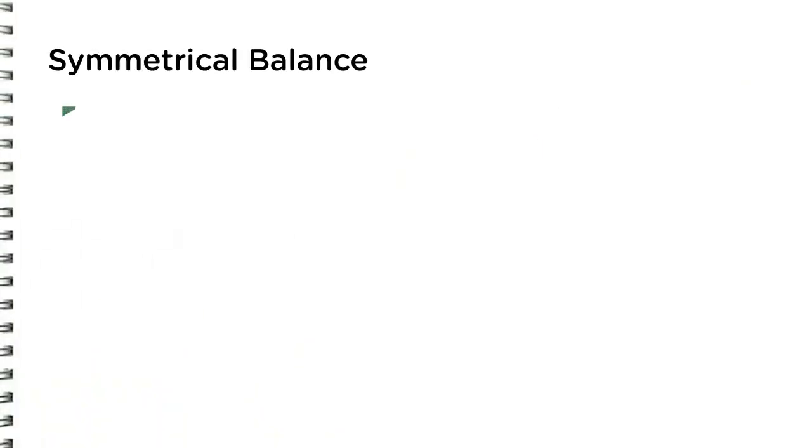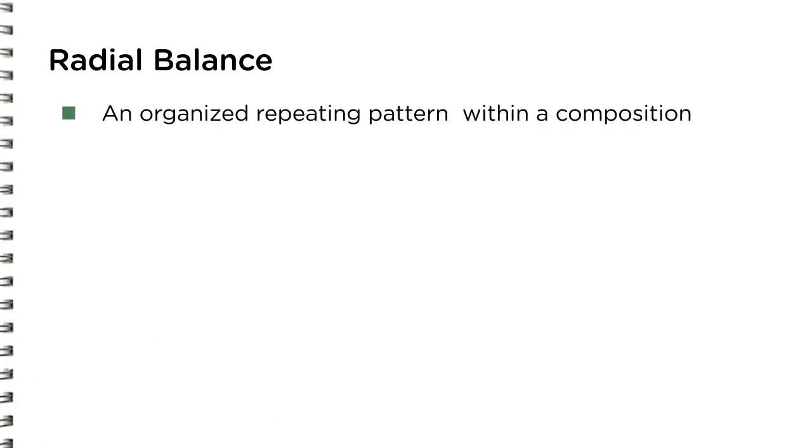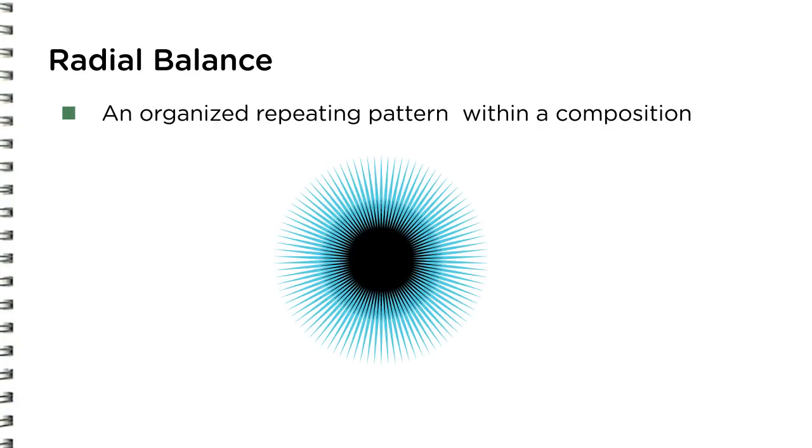We can also use symmetry to achieve balance. This is when a layout appears mirrored. This is known as symmetrical balance. A type of symmetrical balance known as radial balance is also very effective when achieving overall balance. This is when there are organized repeating patterns within a composition.